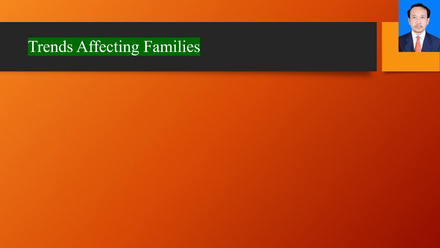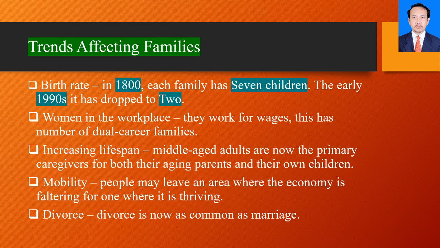Trends affecting families. The first one is birth rate. In 1800, each family had 7 children. In the early 1990s, it dropped to 2. In the 1800s each family had 7 children, but by the 1990s it had dropped to 2.